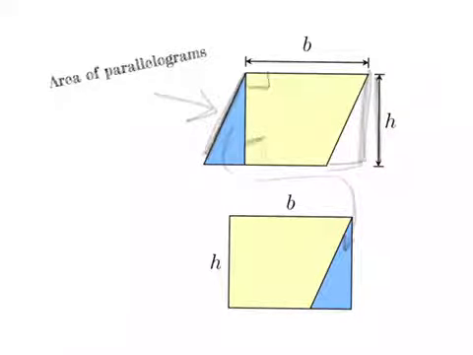Since we know that the area of a rectangle can be found by doing base times height, I now know that I can find the area of a parallelogram by also doing base times height. Now again, it's very important that the height you use meets the base at a 90-degree angle. Otherwise, you are not using the true height and the area is not going to be correct.